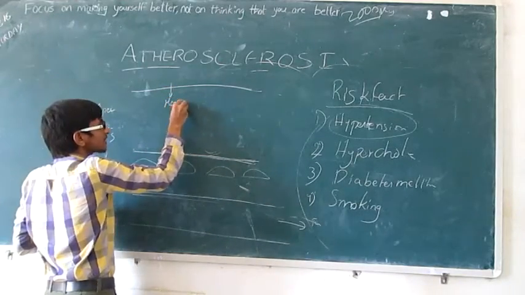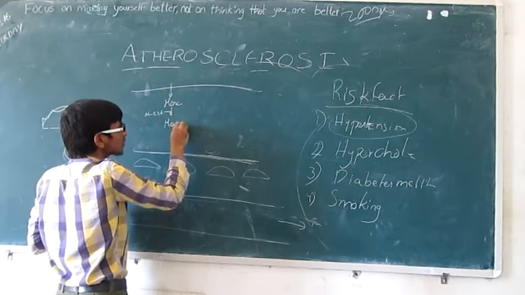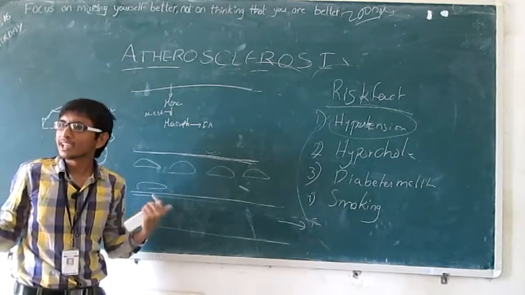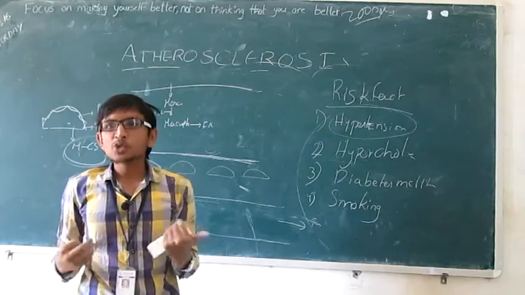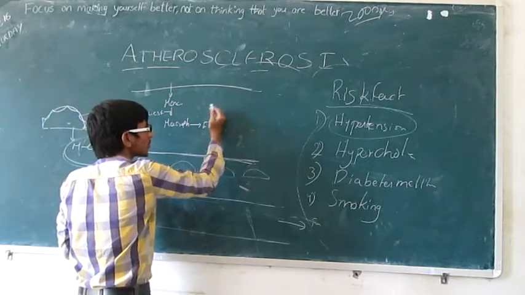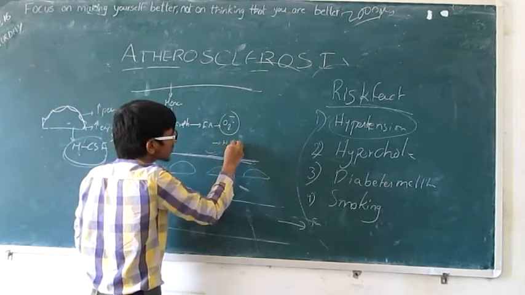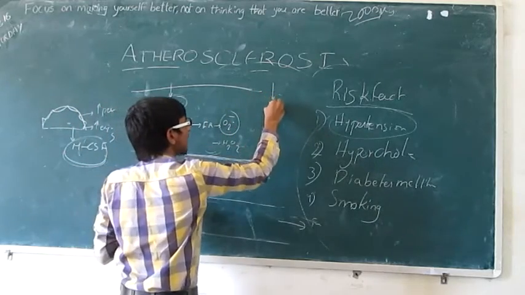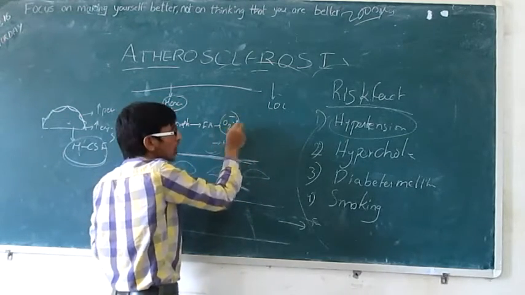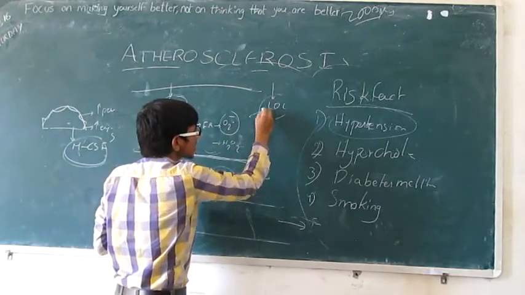Monocytes have entered here, and macrophage colony stimulating factor transforms them into macrophages. This macrophage releases free radicals. Can you tell me an example of a free radical? Examples of free radicals: superoxide free radicals and hydrogen peroxide. This is your superoxide free radical, and this is your hydrogen peroxide. And at the same time, we also have LDL which enters. This superoxide free radical, as it is deficient of one electron, tries to take this electron from LDL, thereby this LDL is oxidized.